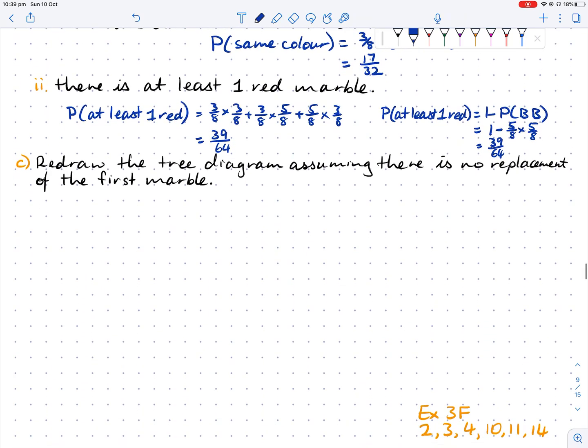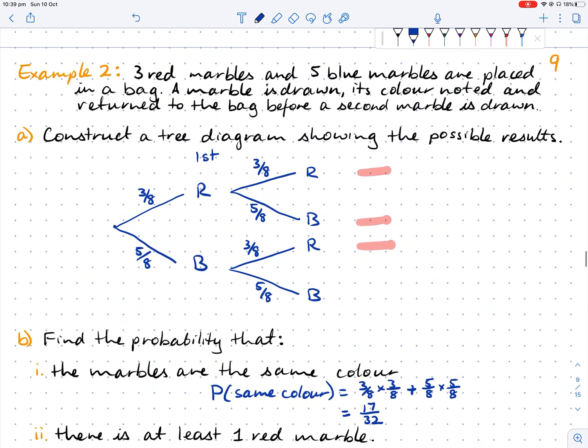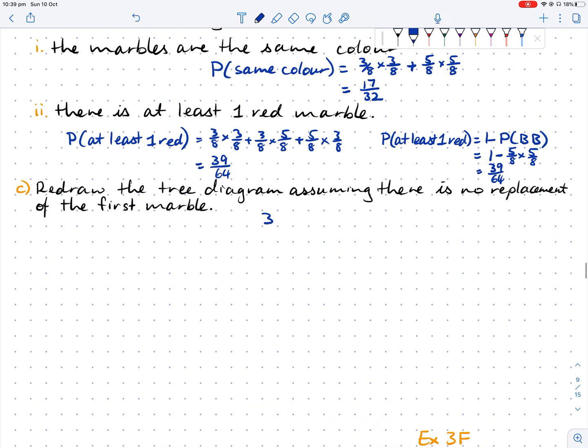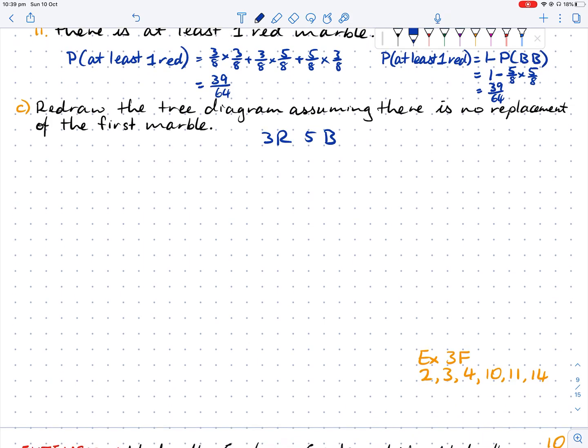The last question: redraw the tree diagram assuming there is no replacement of the first marble. So when we replace and if we don't replace, the probabilities are going to be a little bit different. Just a reminder, we were starting with 3 red marbles and 5 blue marbles. If we draw our basic tree, you could either get a red or a blue, and then on your second draw, you're going to get a red or a blue as well.